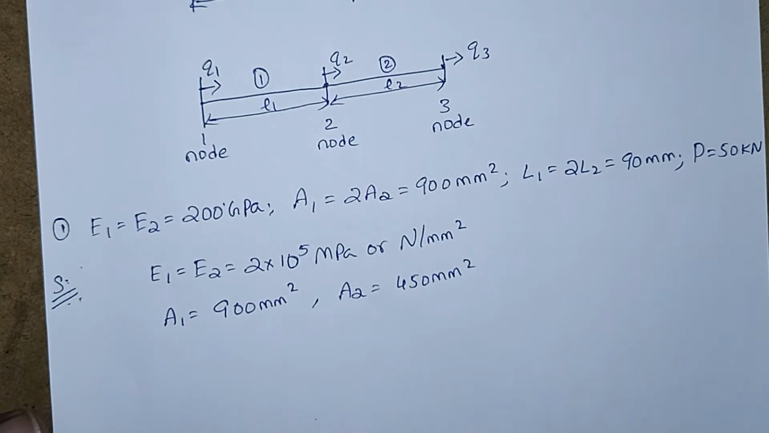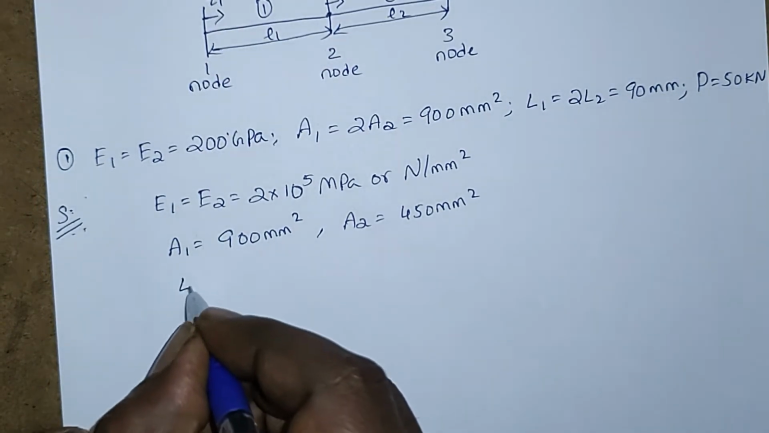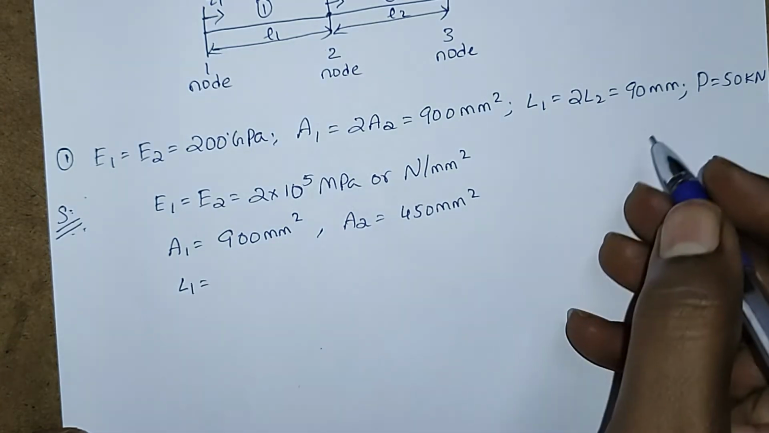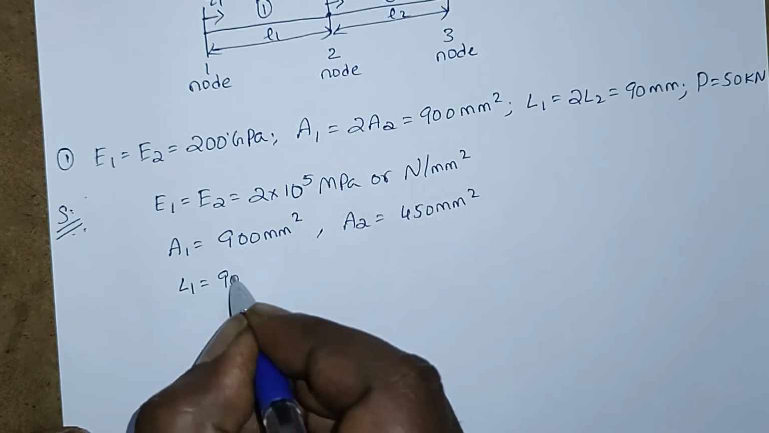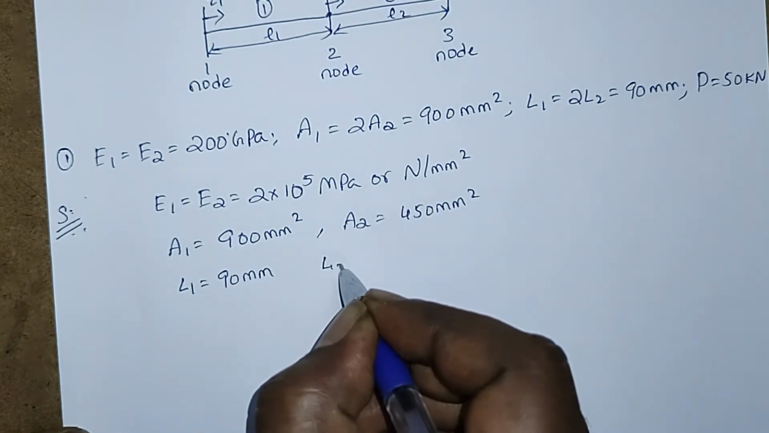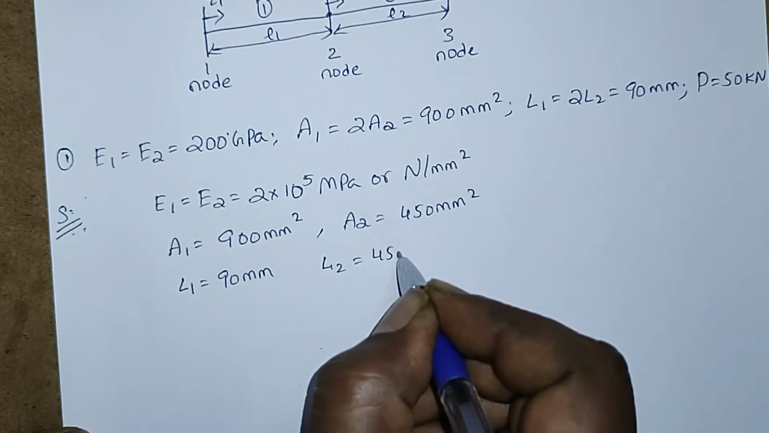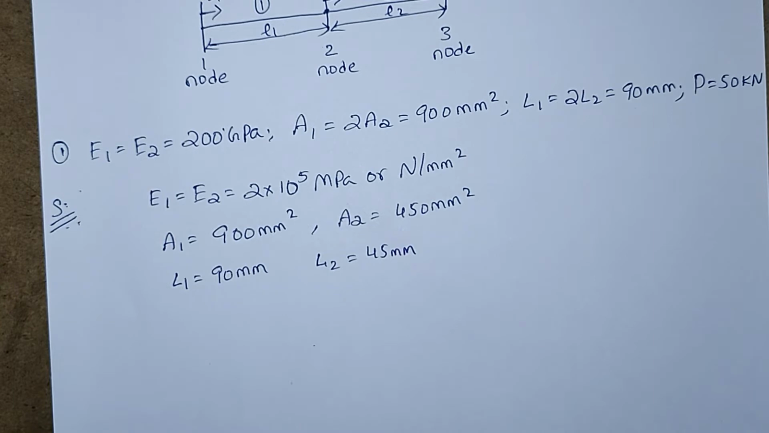Okay, area 2 is 450 mm square, and let L1 is equal to how much is given. L1, it is 90 mm. L1 is equal to 90 mm, and L2 is equal to 45 mm. I think all of you are understanding how we are taking all these things.